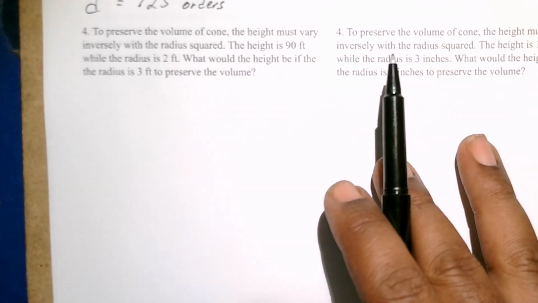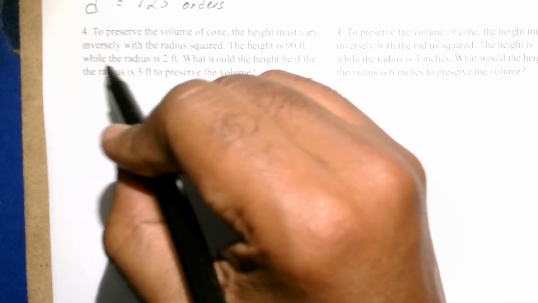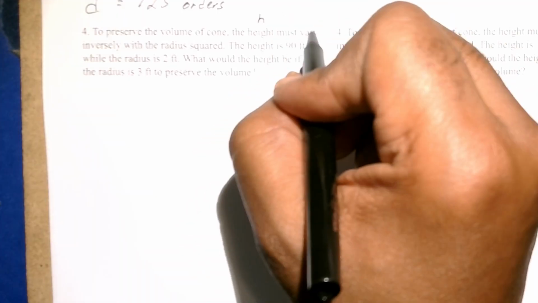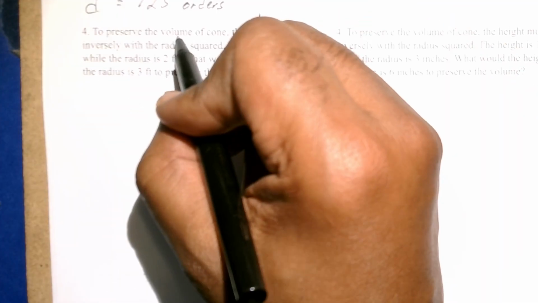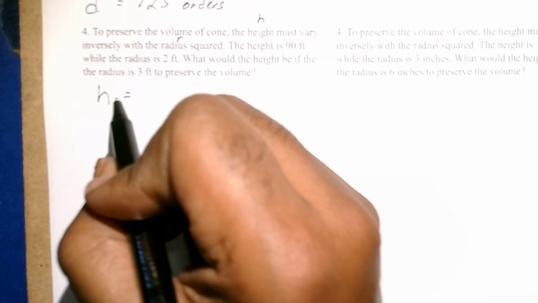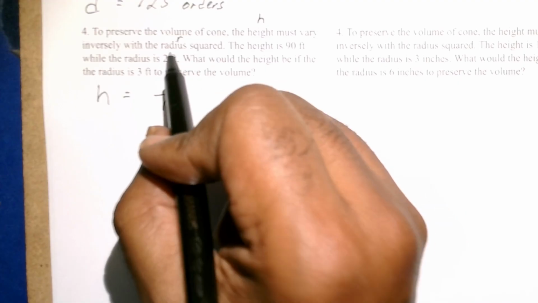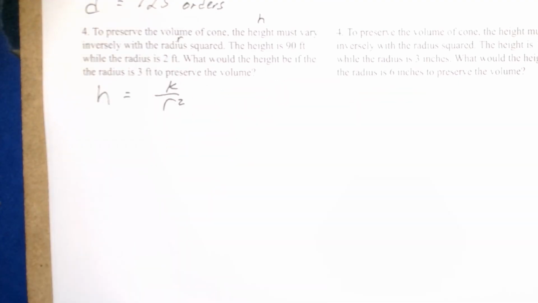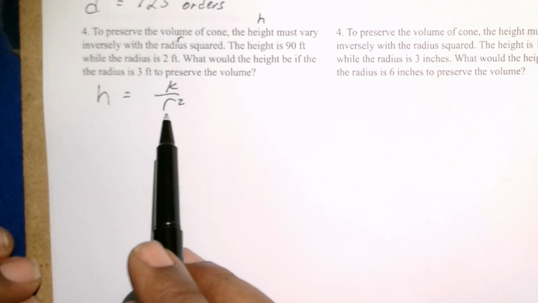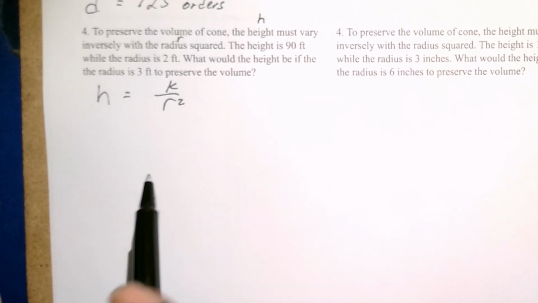Okay, let's try that again here. To preserve the volume of a cone, the height must vary inversely with the radius squared. For height, I'm going to use h. The height must vary inversely with the radius. We'll use the letter r squared. So this is inversely, so h equals k over r. Furthermore, r is squared, so we'll put a little second power on there, and this will be the inverse equation that we'll use. So this means as the radius gets larger and larger, the height will get smaller and smaller in order to keep the volume the same.